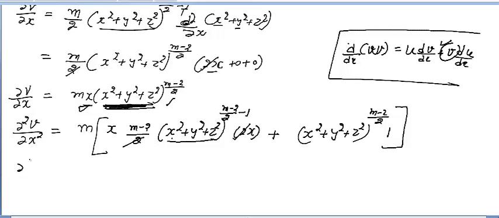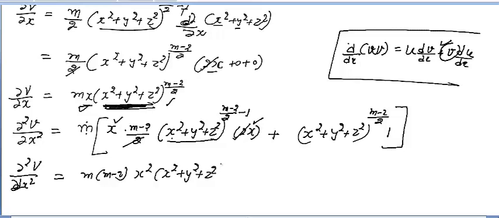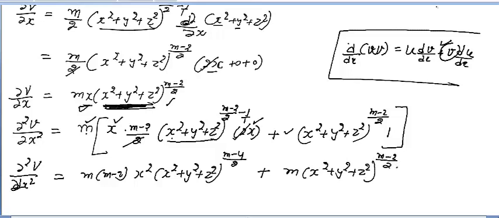What you are getting, curl square v curl x square will be equal to, I will multiply this m into m minus 2 x into x, it is x square. So x square plus y square plus z square, when you will take the LCM, you get m minus 4 by 2, plus this m will multiply here also, you will get m (x square plus y square plus z square) raised to power m minus 2 by 2.